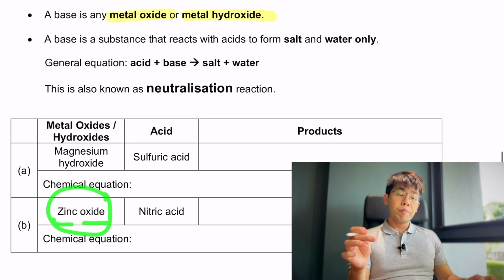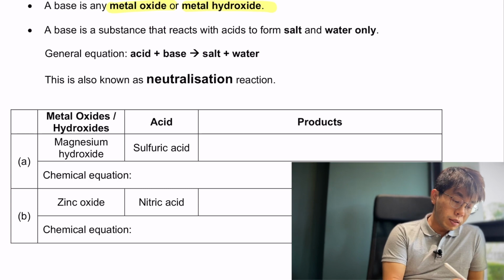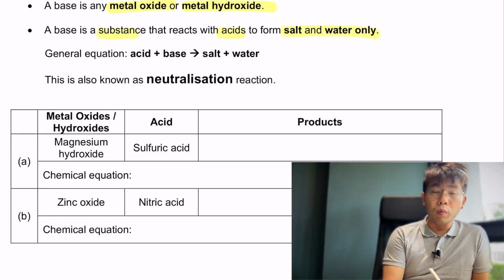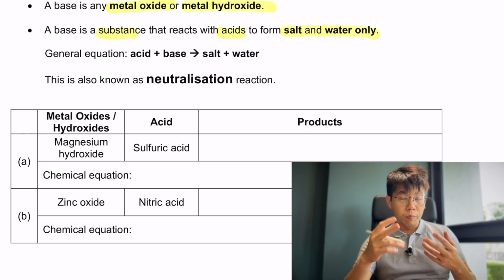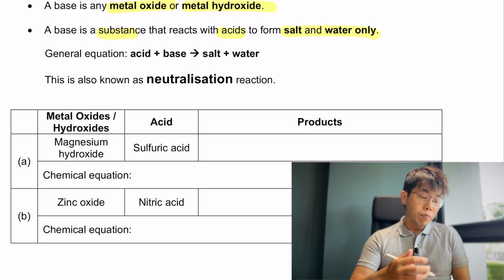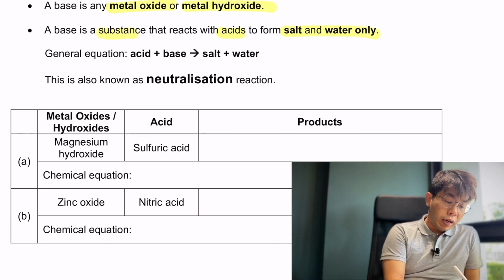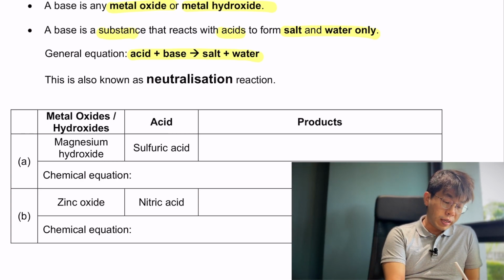Now, the definition of a base is basically a substance that reacts with an acid to form salt and water only. So any substance that reacts with an acid to form these two products only is a base. And most metal oxides and metal hydroxides will react with acids to form salt and water only. You may have recognized this reaction. This is actually the neutralization reaction.